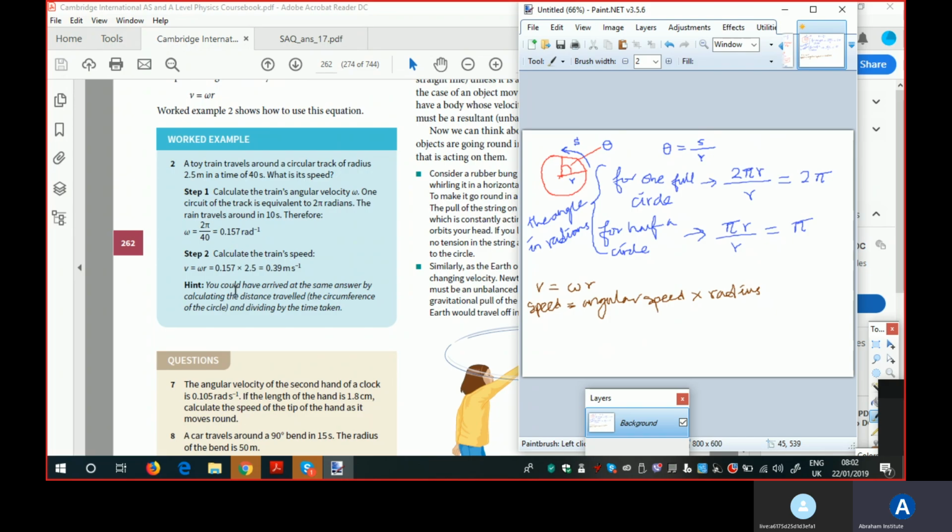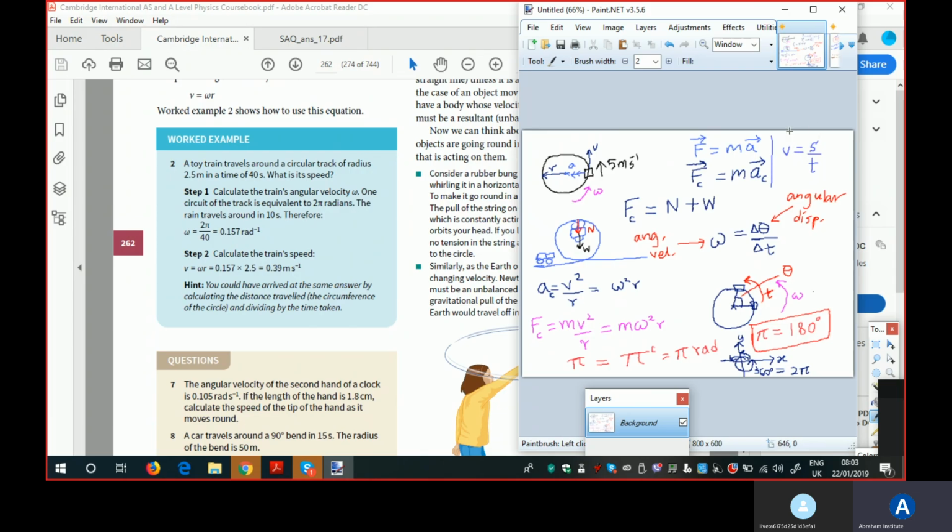Okay, so this is one way, and there is another way. You could have arrived at the same answer by calculating the distance traveled, that is the circumference of the circle, and dividing it by the time taken. So here we are actually using this equation. For the second method we can calculate the distance traveled, that is the circumference, 2 pi r, and divide by the time taken. So two ways of getting the same answer.